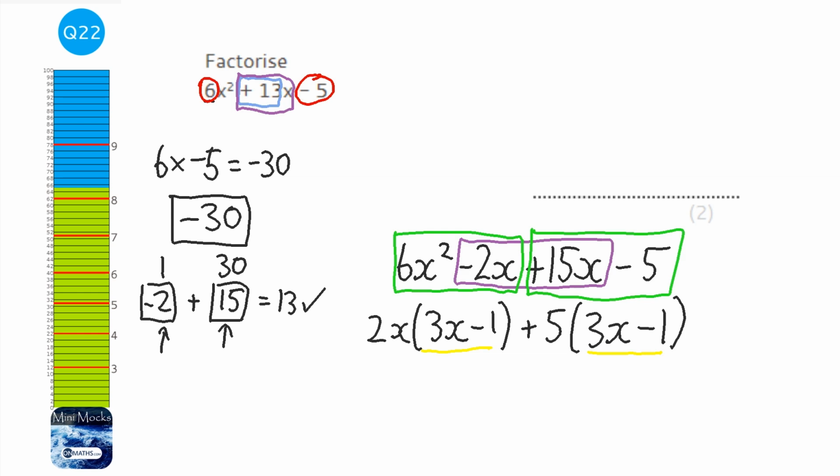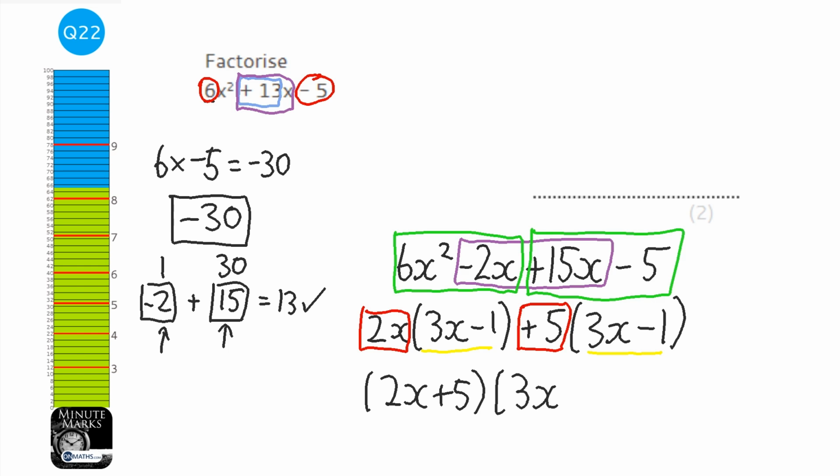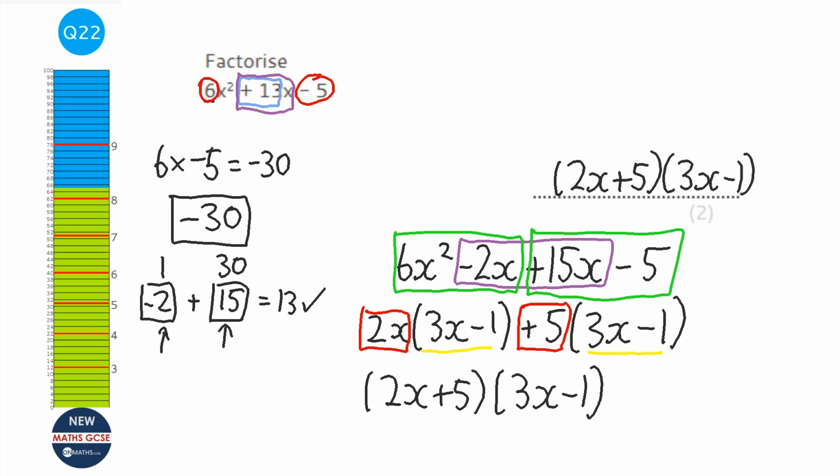So what you need to do now is just grab the 2x and grab the plus 5 or whatever it says there and form a bracket with that. 2x plus 5. And then just copy down the repeating bracket. And that is fully factorized. So if I write that in, that is our answer. Now you can check this. If you've got time, you can expand this to check it's right. And when you expand it, you'll find out that it makes 6x squared plus 13x minus 5.